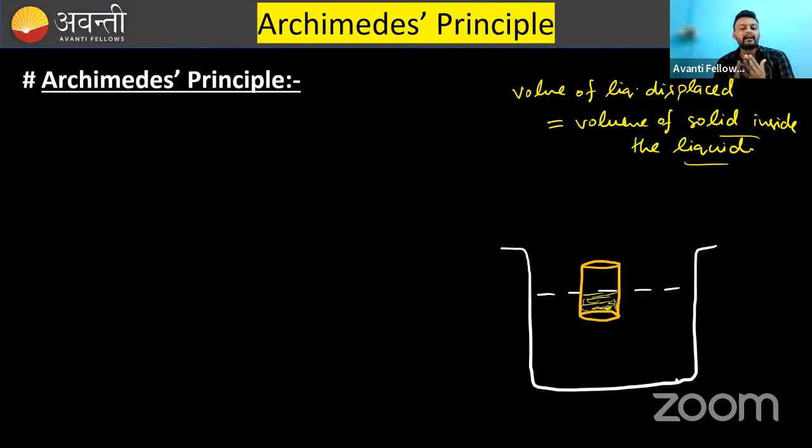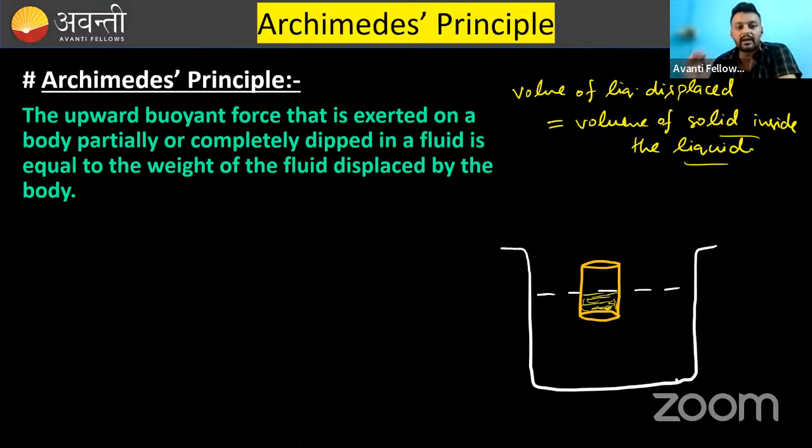Now, the other thing that Archimedes wants to tell us is whenever you dip a solid in a liquid, it will exert some upward force, which is known as buoyant force. So this buoyant force is given by this Archimedes principle. What it says: the buoyant force exerted on a body which is partially or completely dipped in a fluid is equal to the weight of the fluid displaced by the body.